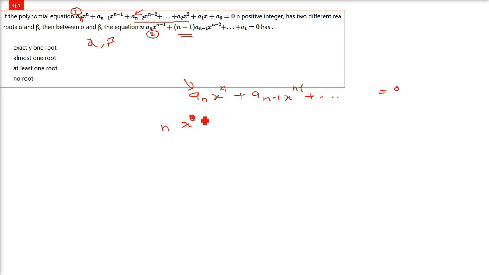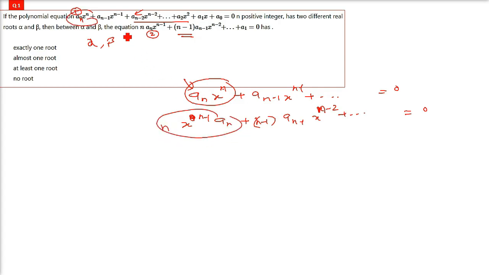It is n x to the power n minus 1 a_n plus, and this a_n is not a into n, it is the subscript, right? Then we have n minus 1, a_{n-1} x to the power n minus 2, and all these other terms as well. Now what do you see here? This is the first term of this equation, and the second term is the differentiation of the second term of the first equation. So the second equation is nothing but the differentiation of the first equation. I hope you got the idea. So basically, if f(x) is the first equation, the second equation is f'(x).